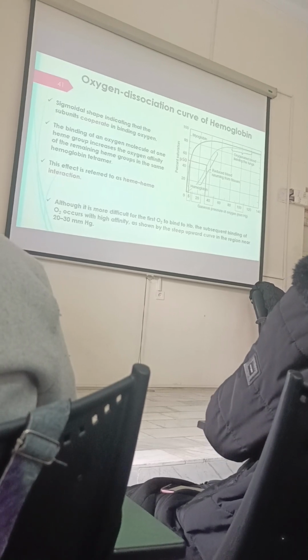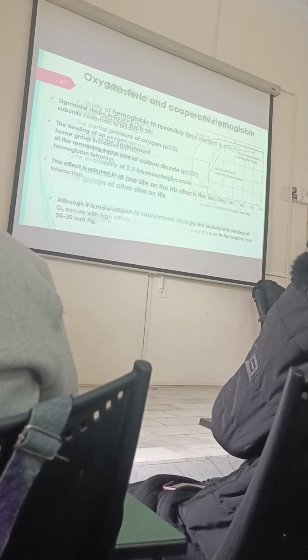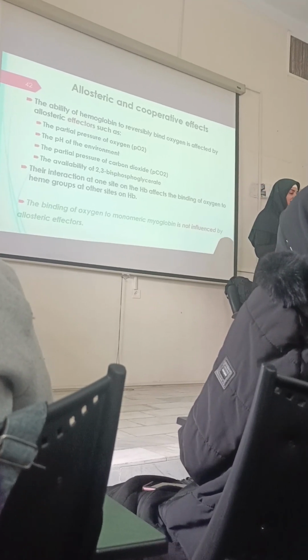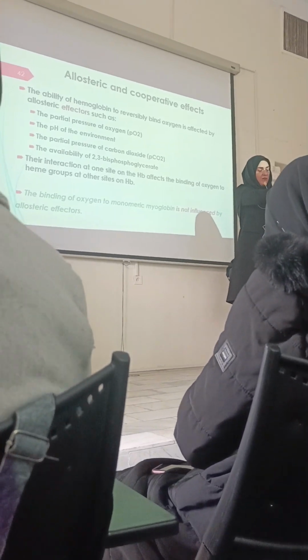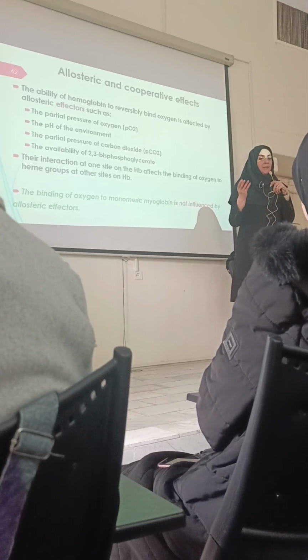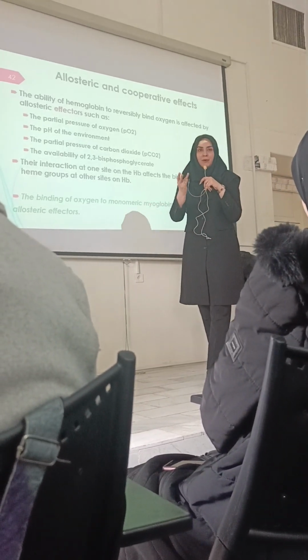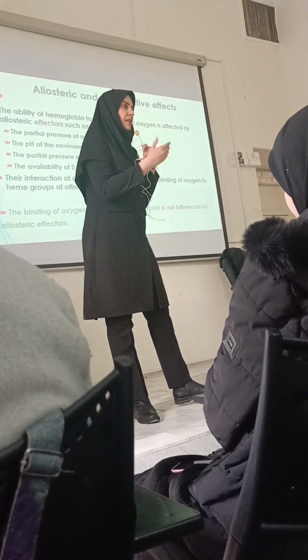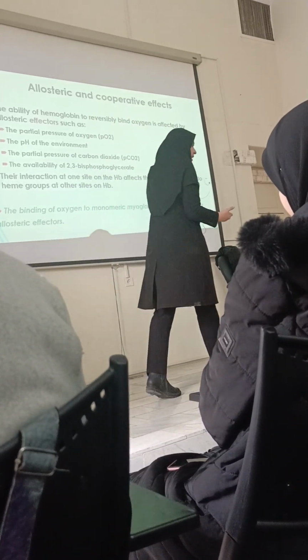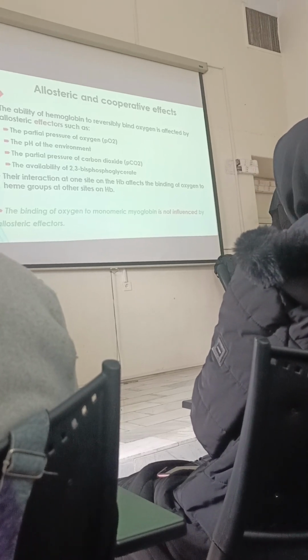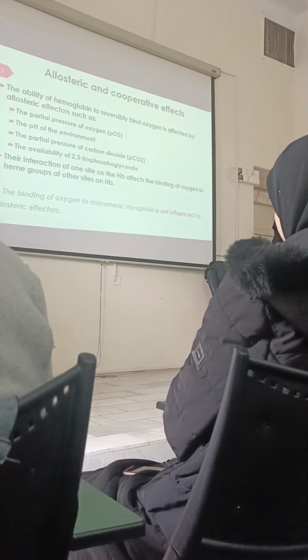I explained the cooperative effect, hand-to-hand interaction. About the allosteric effect, you should know that the R4 and T4 forms can be affected by many situations, for example, pressure of oxygen, temperature, presence of carbon monoxide, and presence of carbon dioxide. In many situations, the R form and T form can convert to each other.